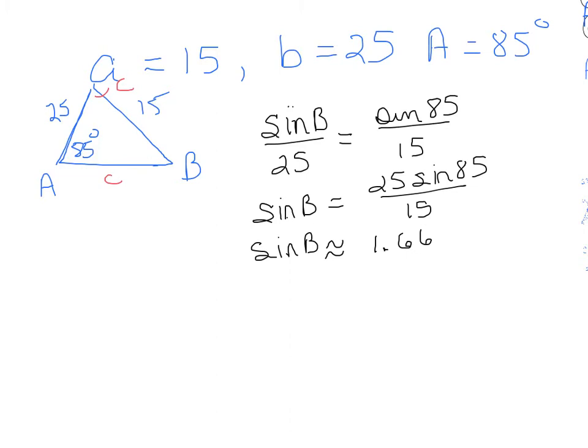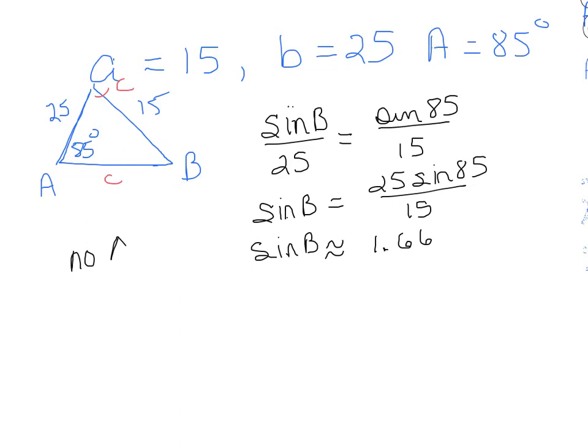Second sine, second answer. It gets an error. Why is it getting an error? Because it's past one. It's greater than 1. This is larger than 1, so there is no triangle. There is no triangle.